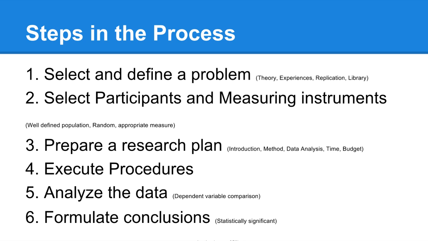For selecting participants and measuring instruments, it's really important to have a well-defined population. Just saying you're studying older women and their exercise would be inappropriate because of the large scope of older women. You need to define it by age or make it more realistic. It needs to be random, as we talked about earlier, and you need to have an appropriate measure decided.